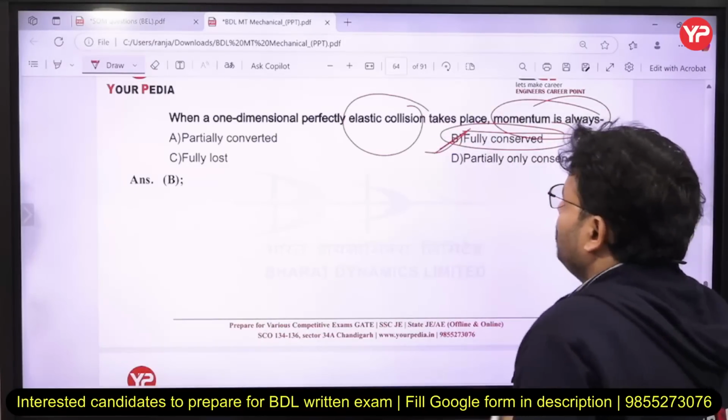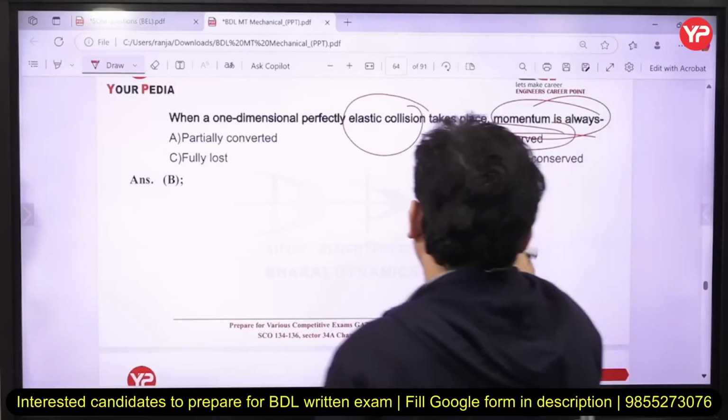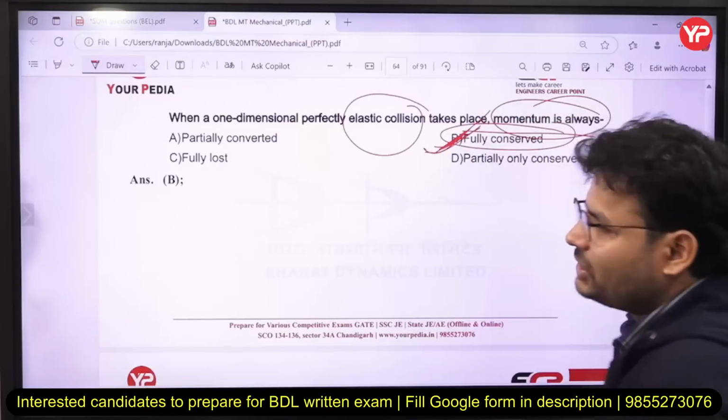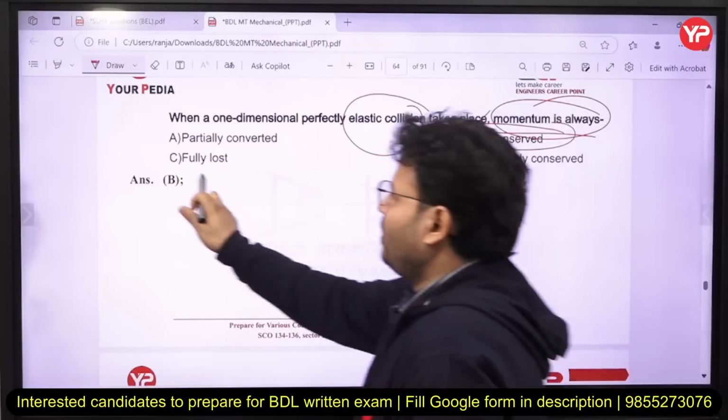B. Partially, no. Fully lost, no. Partially only conserved, no. The correct answer is what? It will be fully conserved. So the correct answer is what, my dear friends? B for Bombay is the right answer.